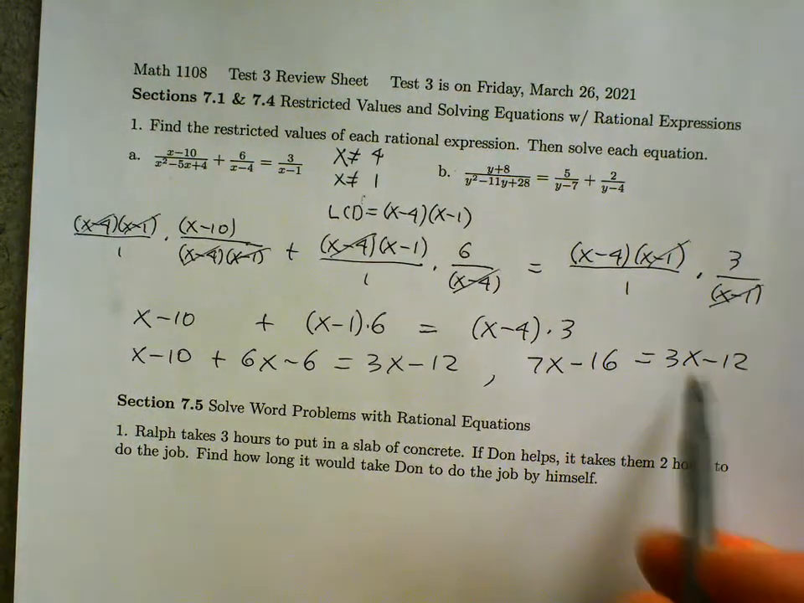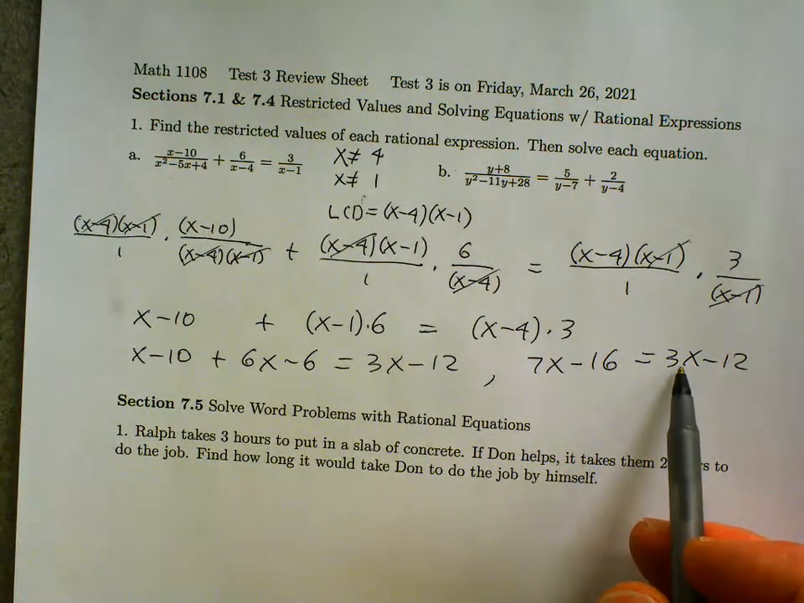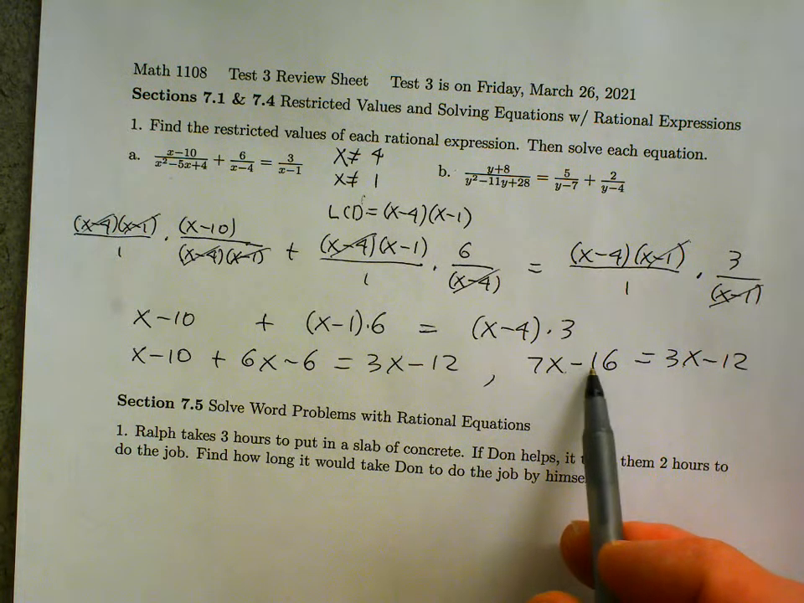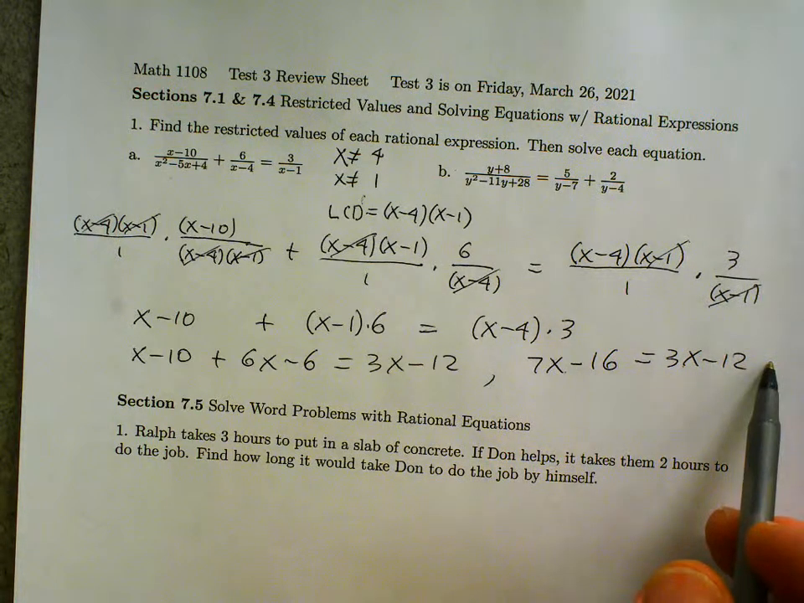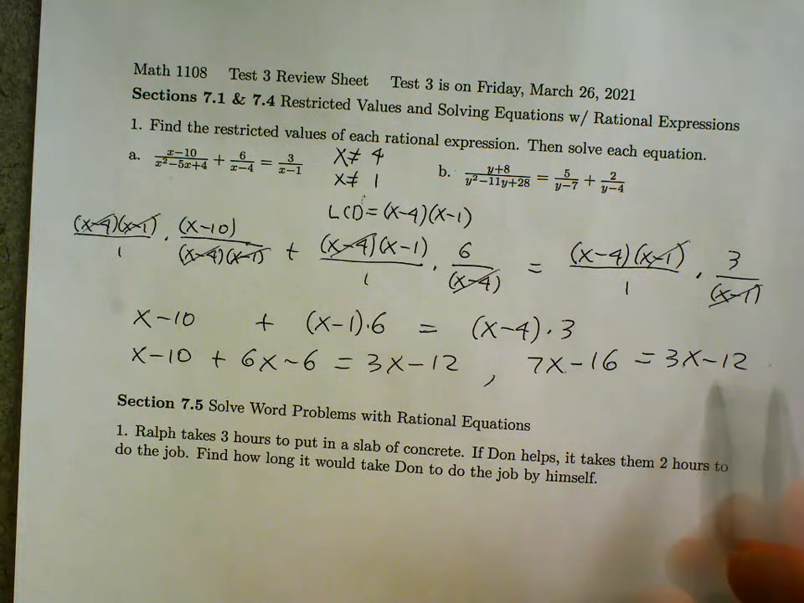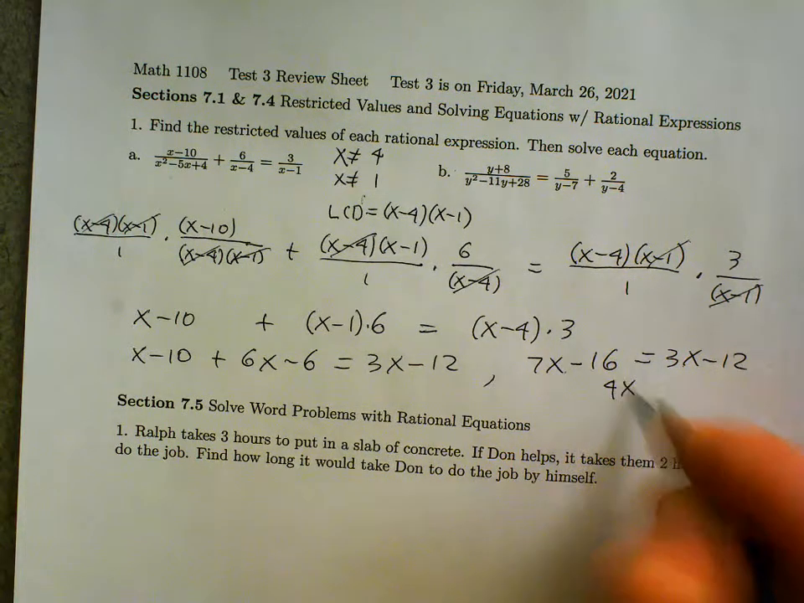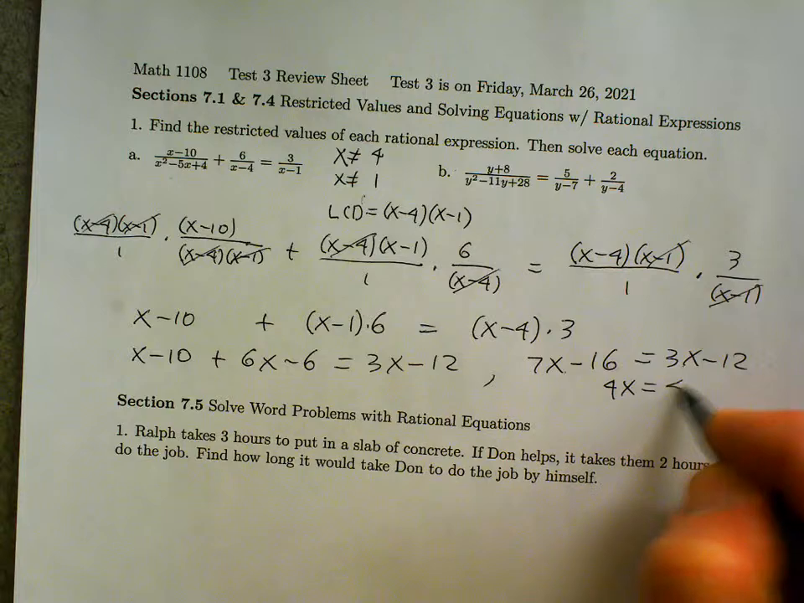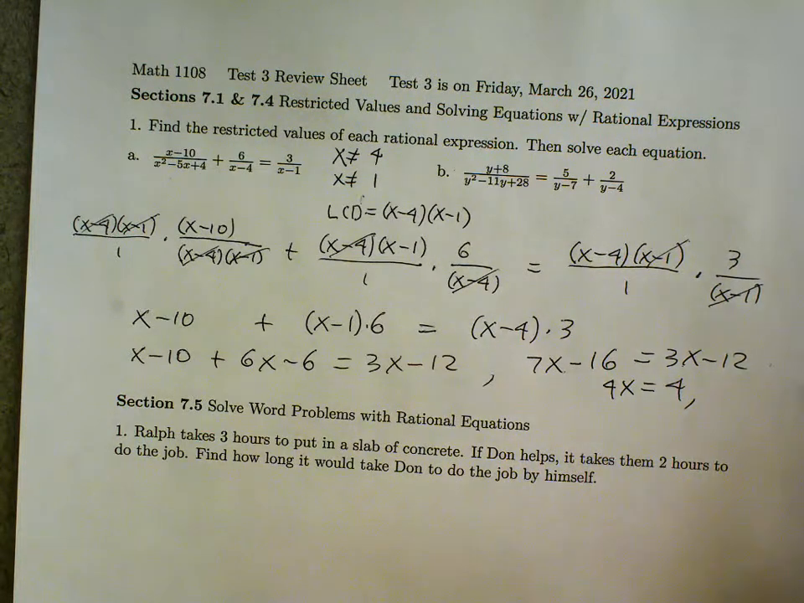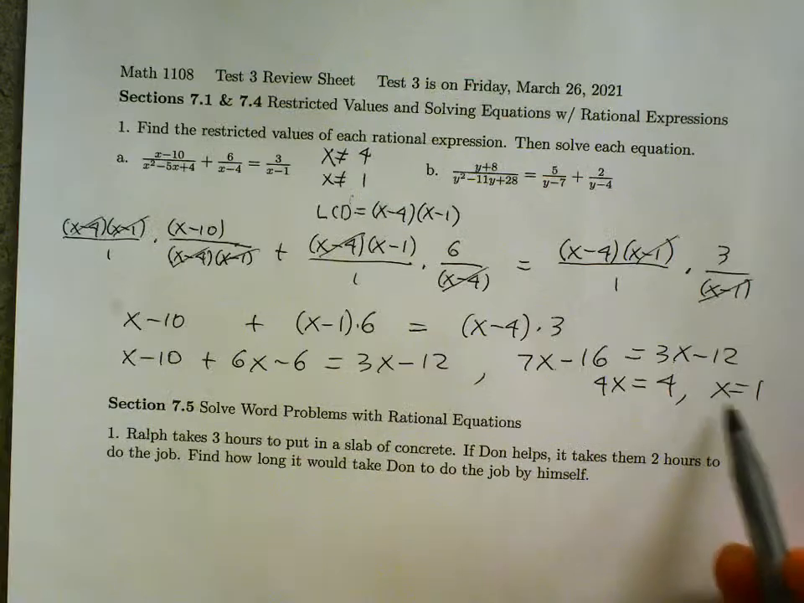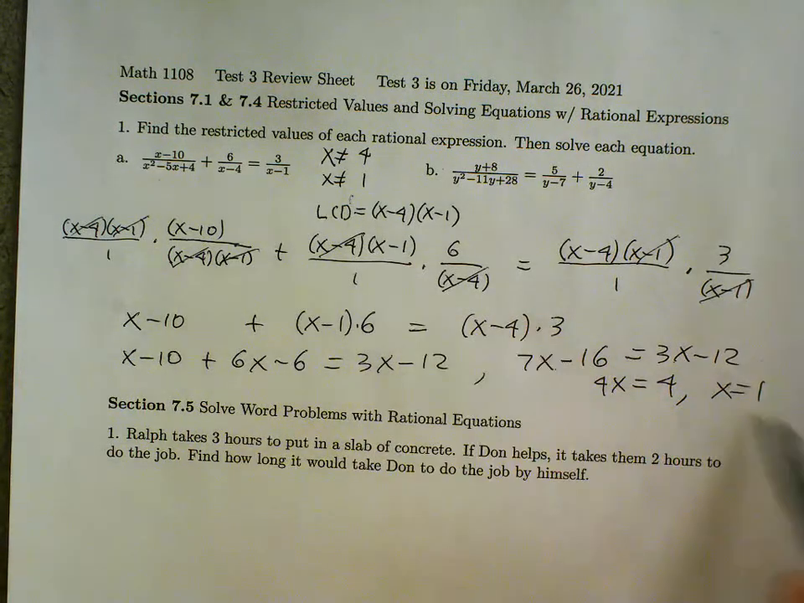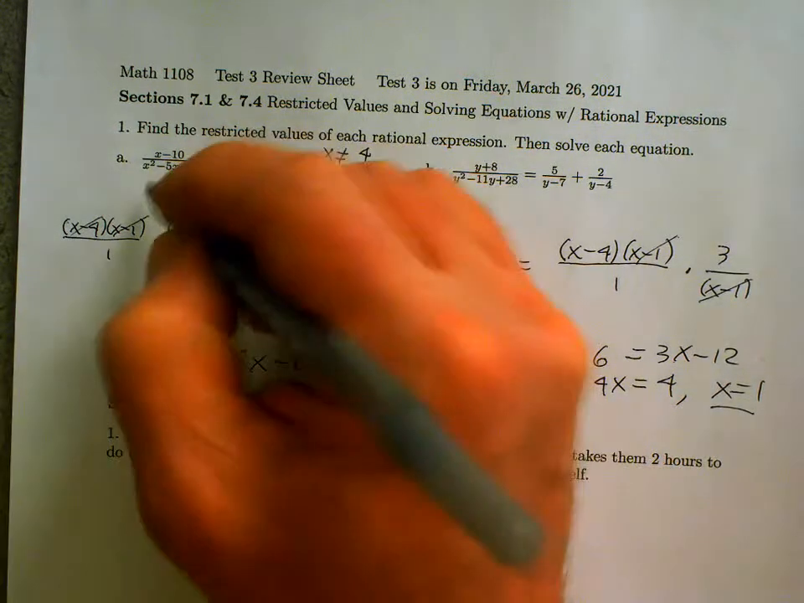And the next step, I'll do a couple of things at once. Subtract 3x from both sides and add 16 to both sides. So we'll get 4x equals 4. Then divide both sides by 4, we get x equals 1. But x equals 1 is restricted, so that means there's no solution.